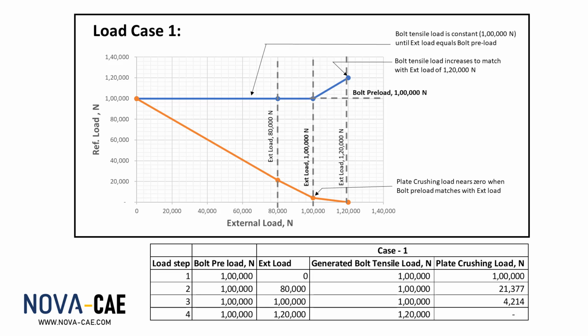The red line indicates the crushing load between the plates. We can observe that, when external load equals 0, the crushing load matches the bolt preload. Upon increase of the external load, the crushing load decreases, until it becomes 0 when the external load matches the bolt preload.